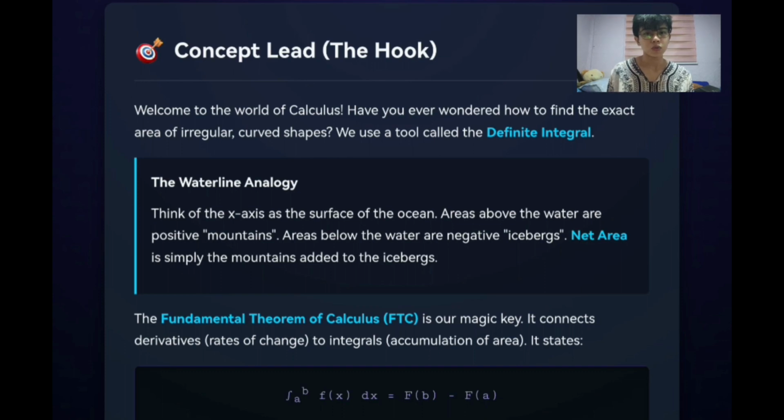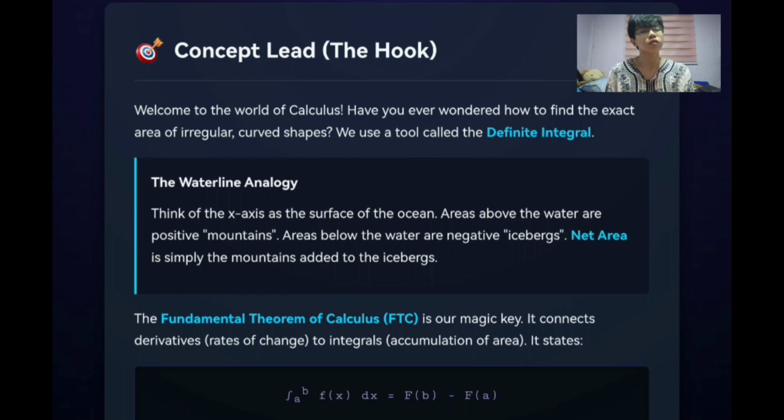So when we talk about net area or a definite integral, we're just looking for the grand total. If your mountain is huge but your iceberg is small, you have a positive total. If the iceberg is bigger, your total is negative. It's basically just a balance sheet of what's above and below the line.